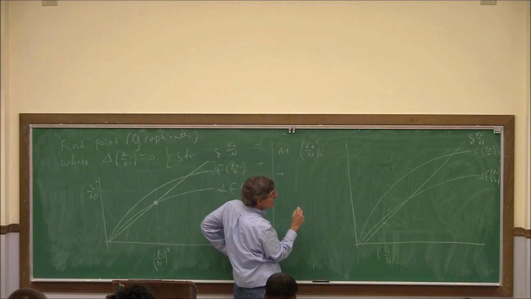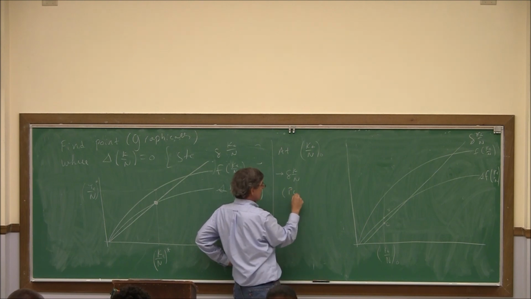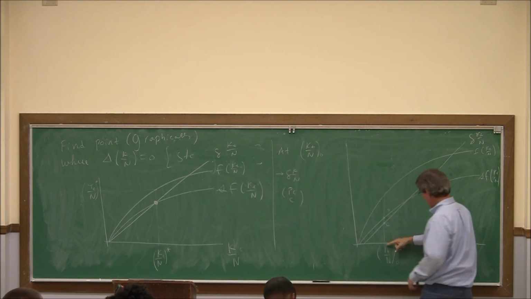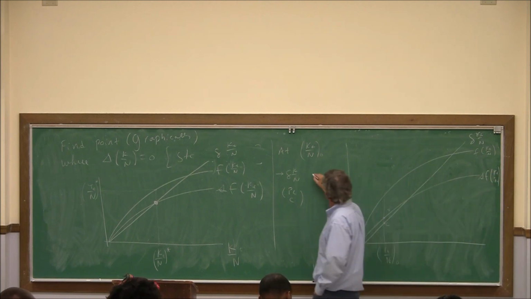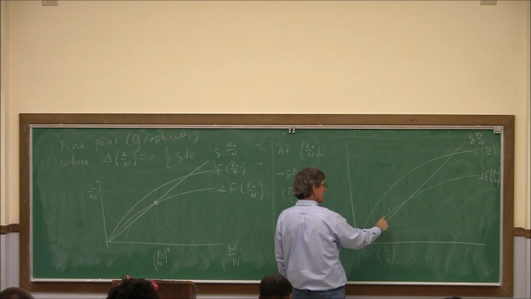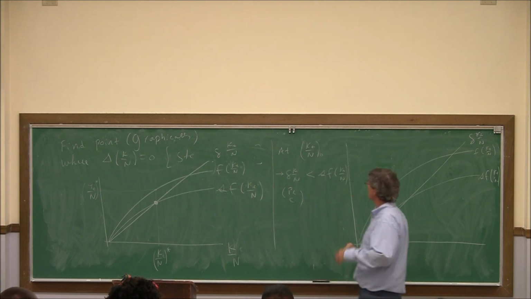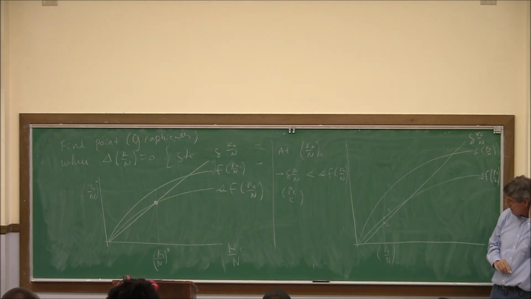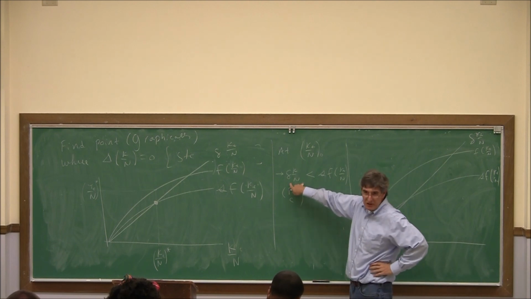At that KT over N, call it 0, it must be that delta K over N, that's point C, at this K over N, is less than that point, which is S F of KT over N. See that? So if investment is bigger than depreciation, what must be happening to the capital stock, K over N?